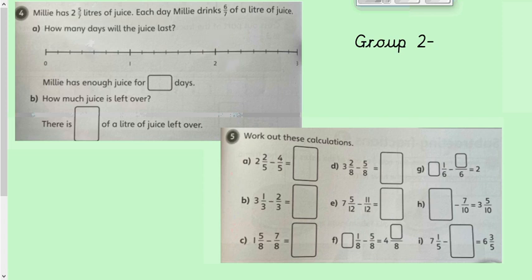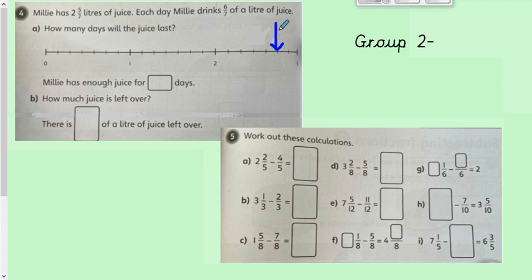So we need to work out 2 and 5/7 first. So 2 is here. We need to add another 5. 1, 2, 3, 4, 5. So this is how much juice she has. That's a bit of a tongue twister. And she drinks 6/7 each day. So we just need to work out how many days it will last. So we need to count back in sevenths, in groups of 6/7, because that's how much she drinks.